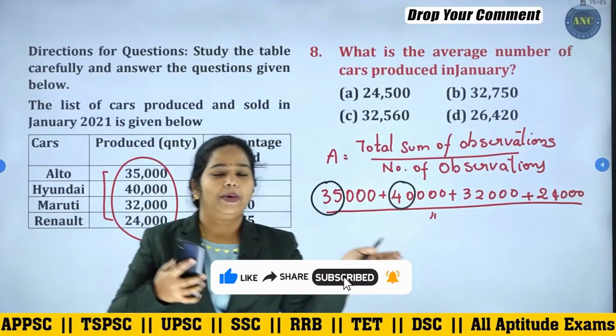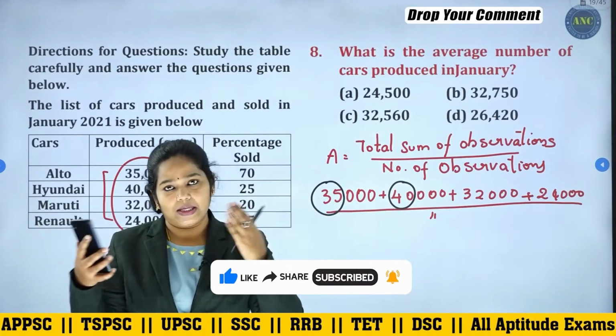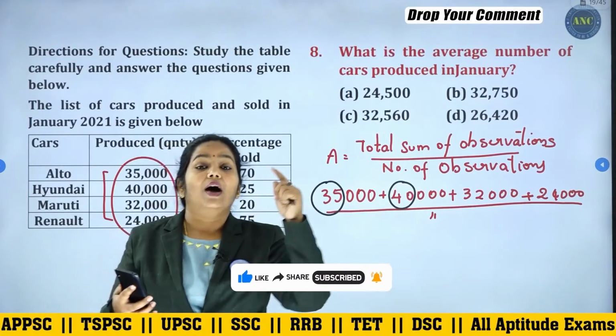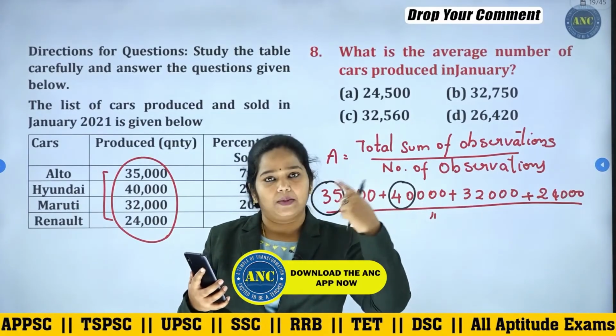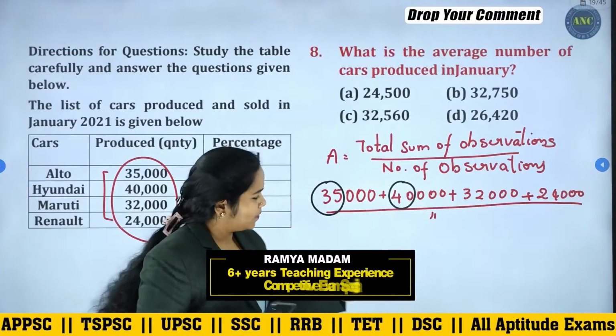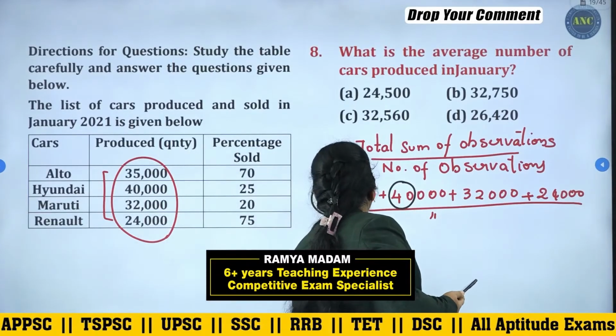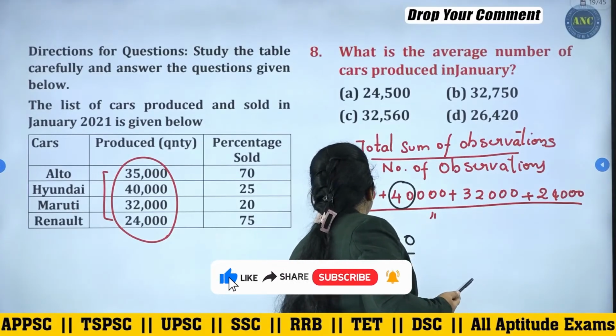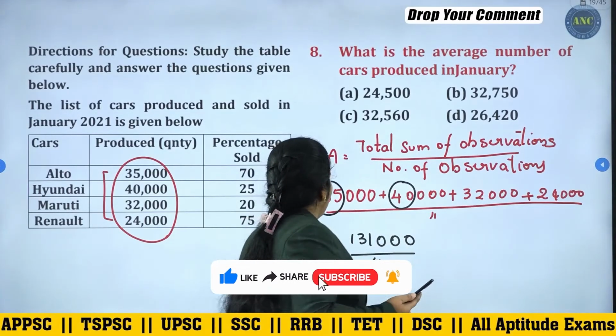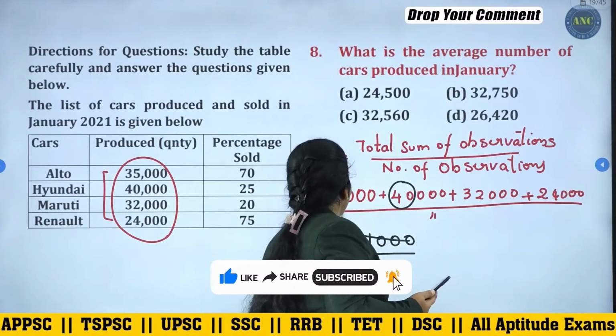So, 100 plus 70 is 170. We can do this. How will it happen? With practice, practice n number of times. So, how much did we get? 131,000 divided by 4. 4 3s are 12.